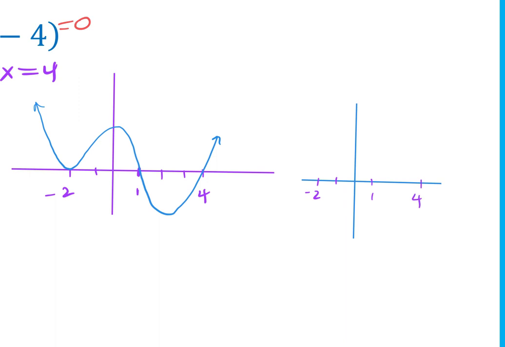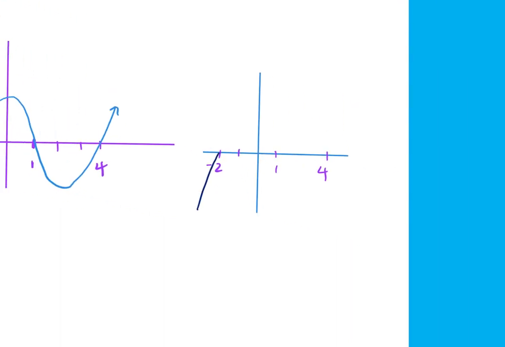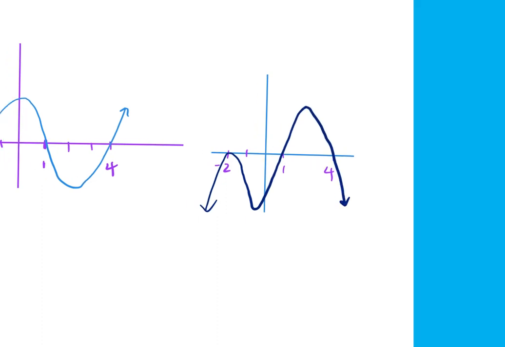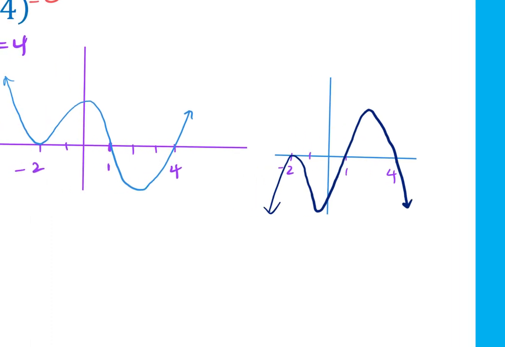The other way is it can start down, so it could point down on the left. It would have to bounce off of negative 2, come down, it has to come back up and cross through 1, it has to come back down and cross through 4. So it could look something like that.